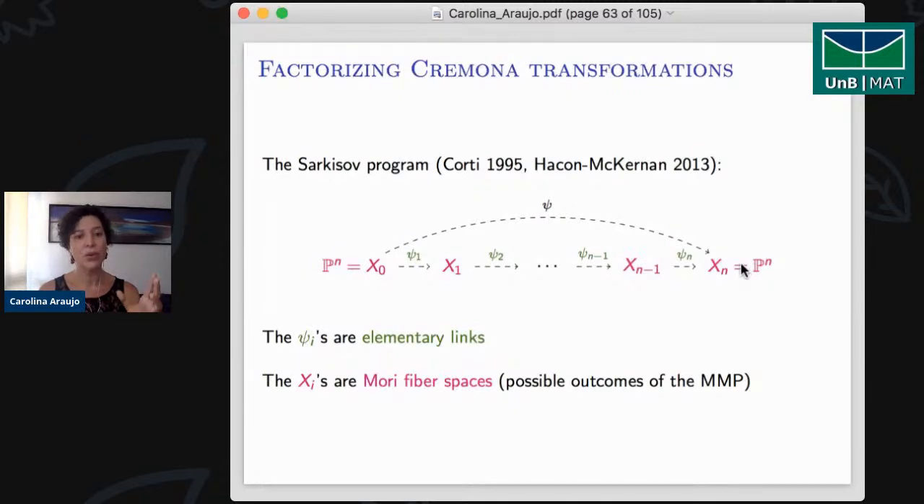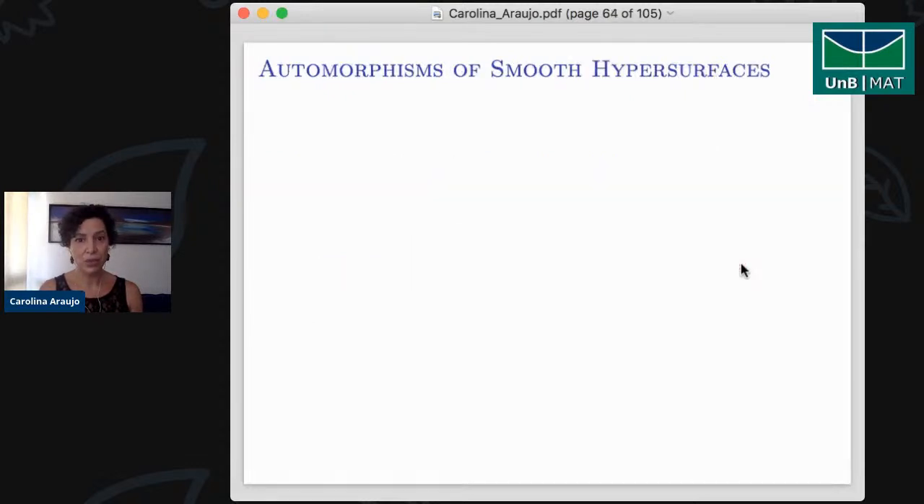So remember, I told you that if you have a rational variety, or if you have any variety, the MMP, or at least, in our context, if you have any rational variety and you run the MMP, this is going to give you a minimal model, or a simplest representative in its birational class. This representative may not be unique. And the Mori fiber spaces are just the name for the possible outcomes of the MMP in this situation. Okay, so this is the type of factorization result that we use.